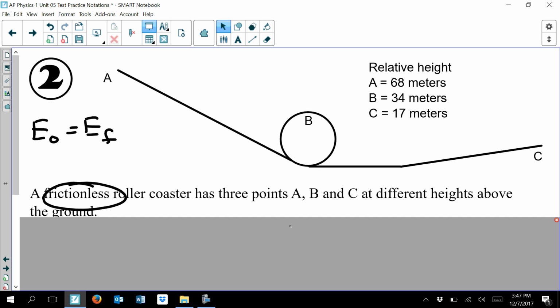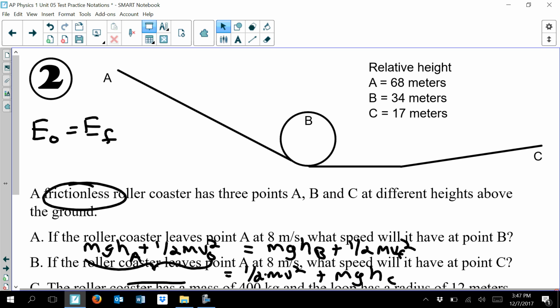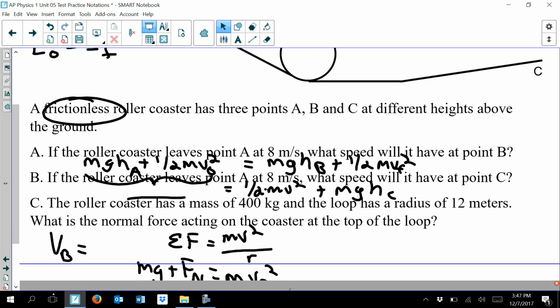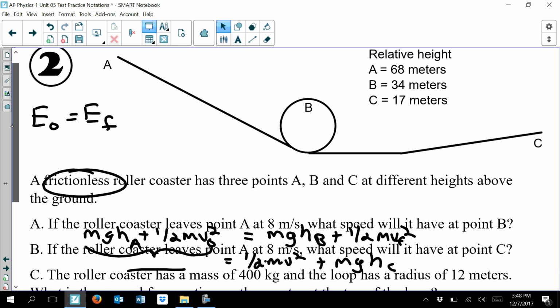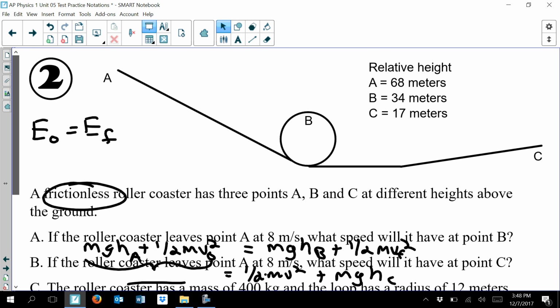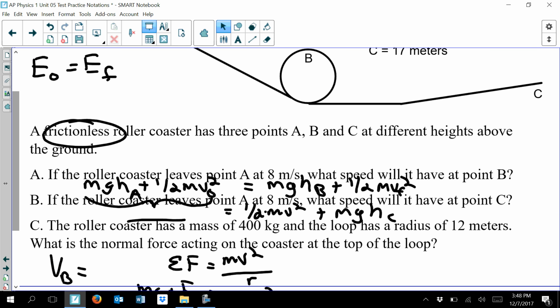On to number 2. This is just a problem where we're dealing with conservation of energy. Up here we've got a couple of different values that it gives. And remember that as long as there's no friction, it says it's a frictionless roller coaster, so I circled that. Anywhere in this roller coaster, we have the exact same total mechanical energy, that potential plus kinetic that we start with. So for the first one, if the roller coaster leaves point A at 8 meters per second, we've got some potential and kinetic energy. At point B, we will also have some different kinetic and potential energy. So mgh plus 1/2 mv squared for the initial points equals mgh plus 1/2 mv squared for the final.